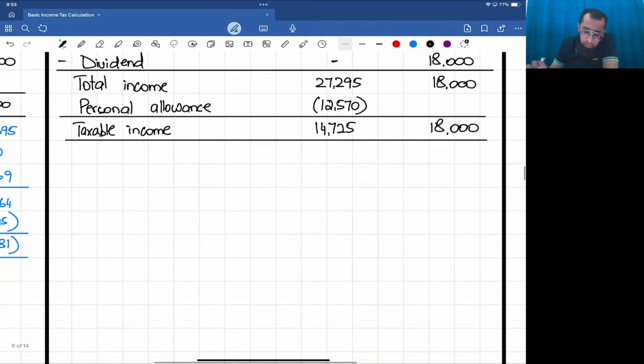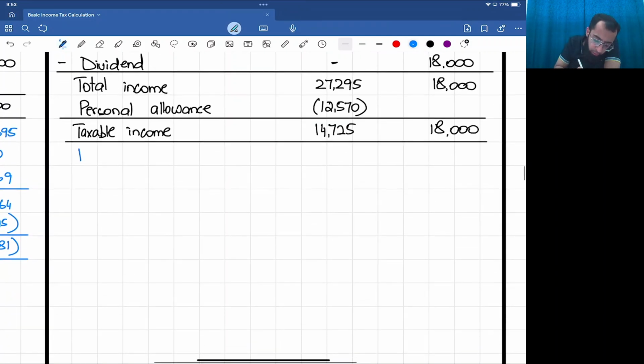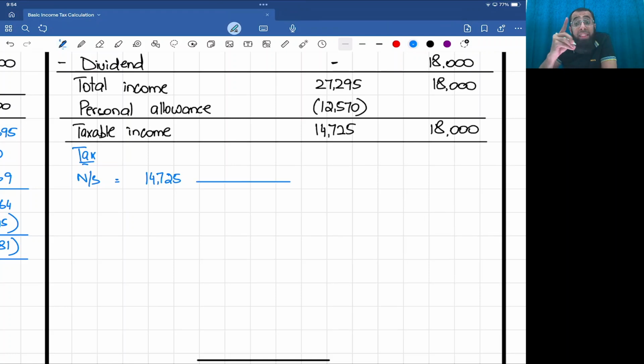Done. Let's charge tax on it, a routine process. Non-saving income 14725. The basic rate band goes till 37,700. So 14725 is simply taxed at 20%. So that gives us 2945. Then you have the dividend income 18,000.